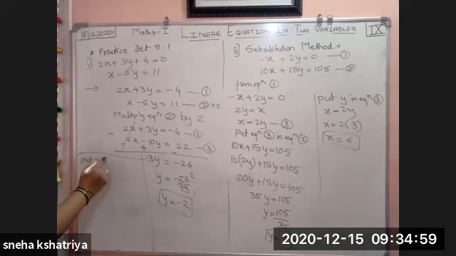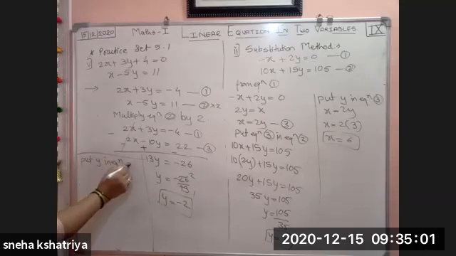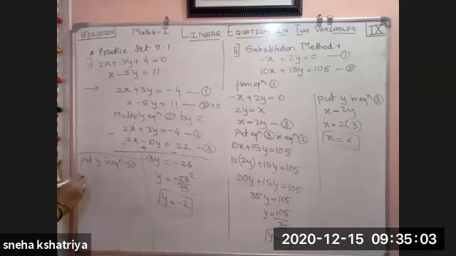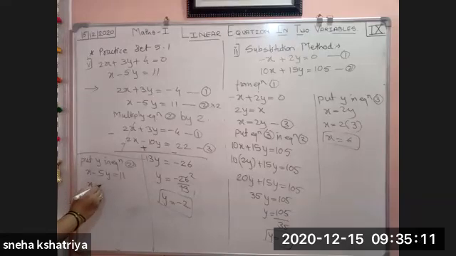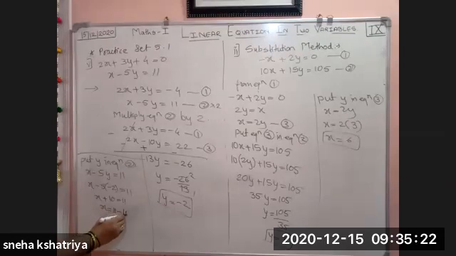Put y in equation 2. So we have equation 2 as x minus 5y is equal to 11. x minus 5 into bracket minus 2, which is equal to 11. x plus 10 is equal to 11. x is equal to 11 minus 10.